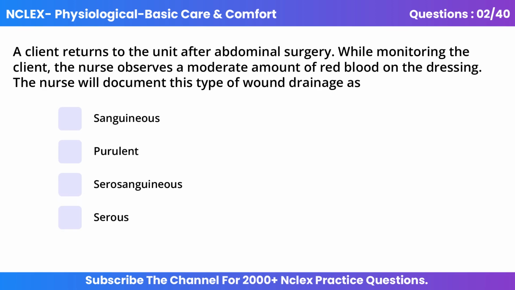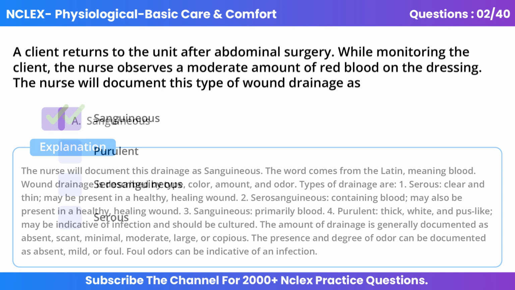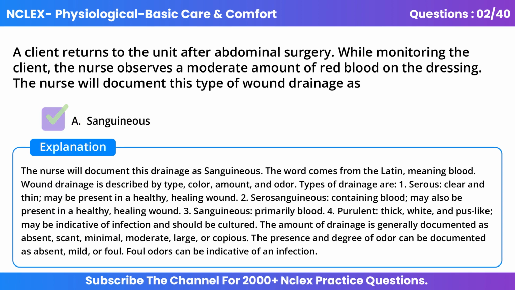Question 2. A client returns to the unit after abdominal surgery. While monitoring the client, the nurse observes a moderate amount of red blood on the dressing. The nurse will document this type of wound drainage as A. Sanguineous. The nurse will document this drainage as sanguineous. The word comes from the Latin, meaning blood.